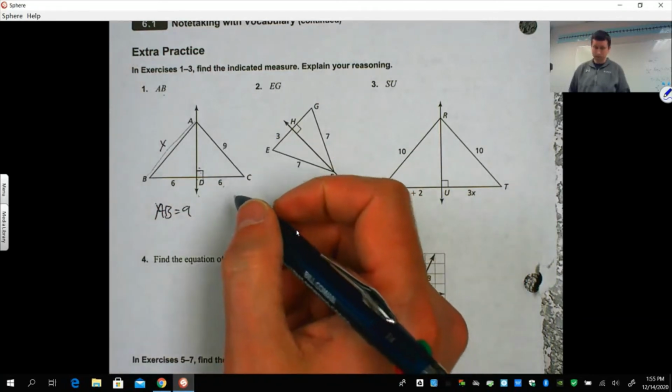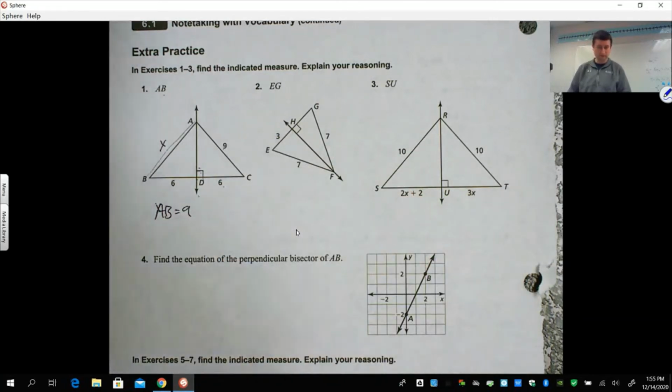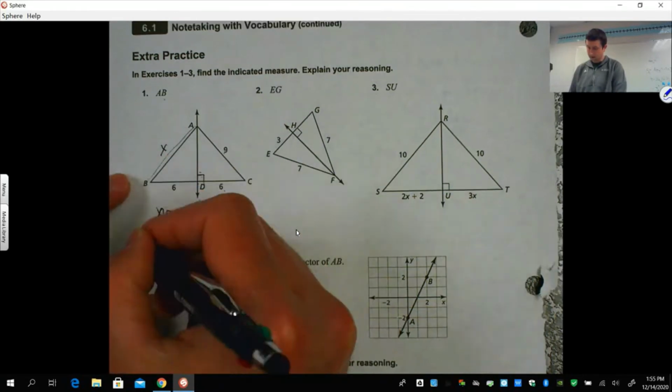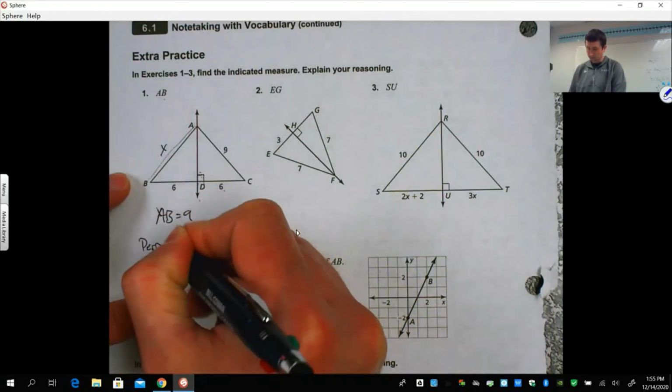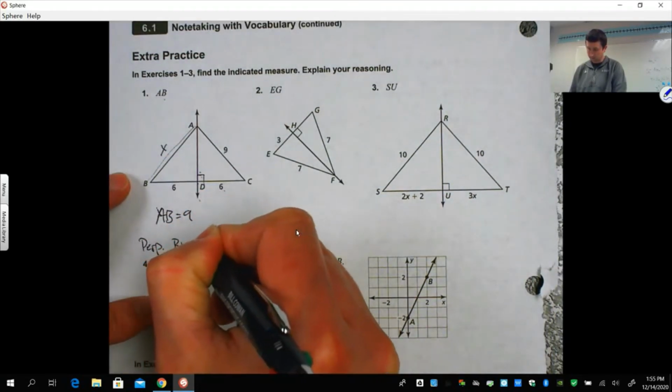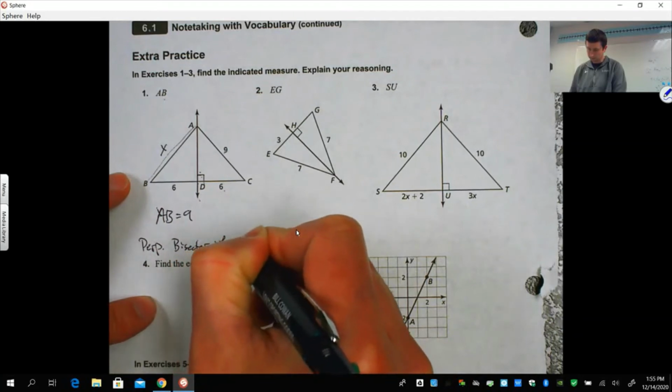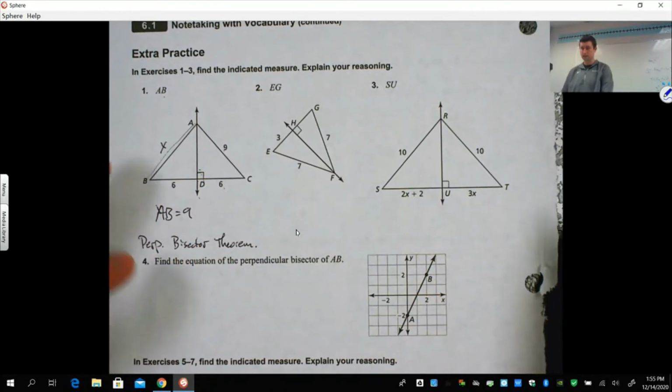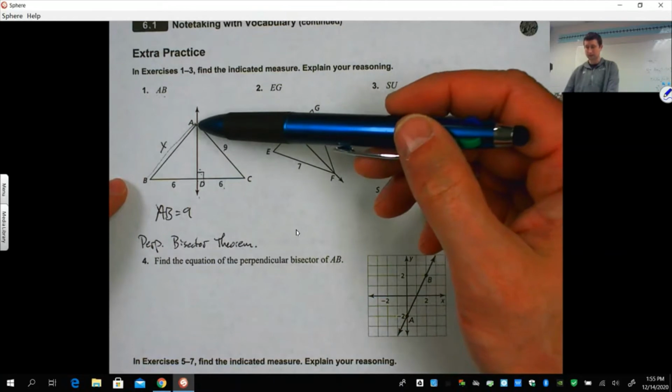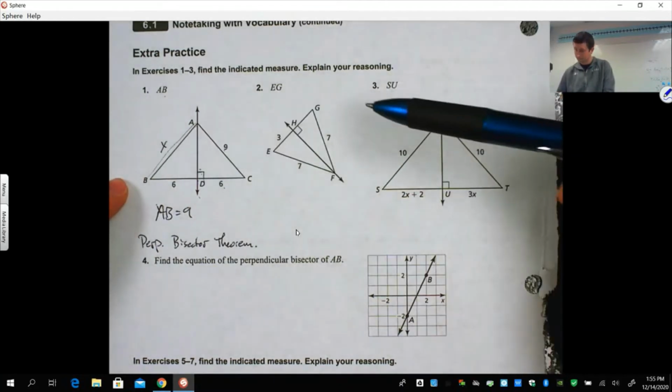Explain your reasoning. We're going to use our theorems to explain that. And we would say because of the perpendicular bisector theorem. It lies on the perpendicular bisector, so it's the same distance from both of them.